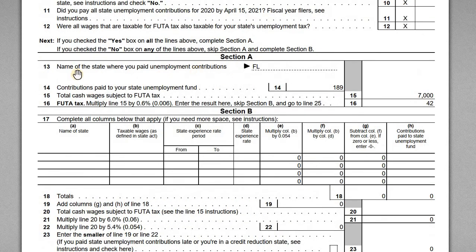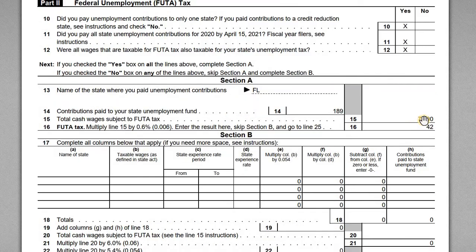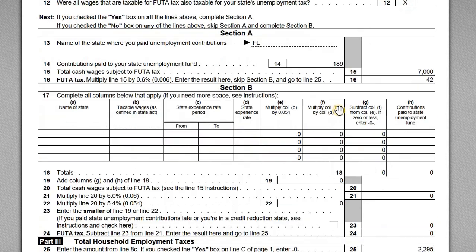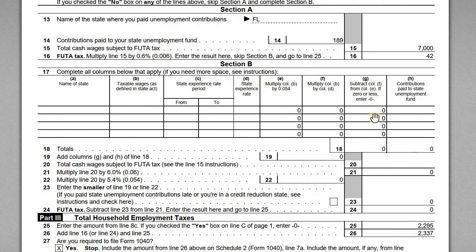So in Section A here, the state where we paid unemployment comp is Florida, and the amount of contributions we made was $189. And so now we have total cash wages subject to FUTA. Again, it's the same $7,000 threshold times the 0.6% rate. So $42 is going to be the federal unemployment tax piece. And then the $189 was already paid to Florida as the state unemployment tax piece. Now, Section B: you can leave this blank if you're completing Section A.